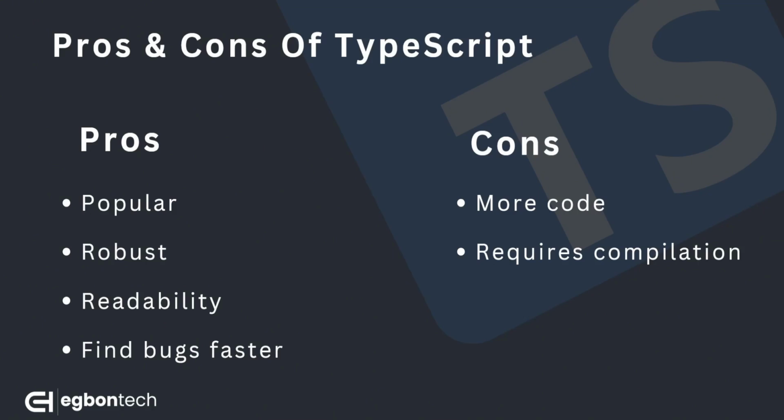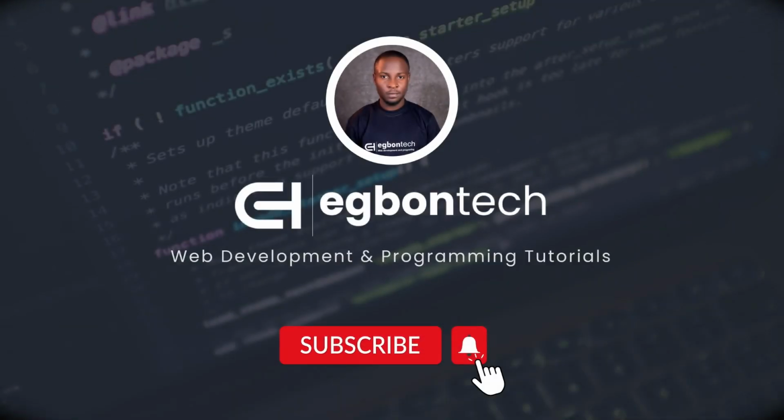Now, there are actually some cons to TypeScript too. One of those cons is that you have to write more code. Since you are adding types to your JavaScript code, you're adding things like strict types into your JavaScript code, you actually have to add extra code to make that work. And lastly, TypeScript requires compilation. Like I said, browsers cannot run TypeScript, they only run JavaScript, which means whatever TypeScript code you write, you first of all have to compile it down to JavaScript before you can run that code. Now, with that, let's dive into Visual Studio Code and start writing some TypeScript.